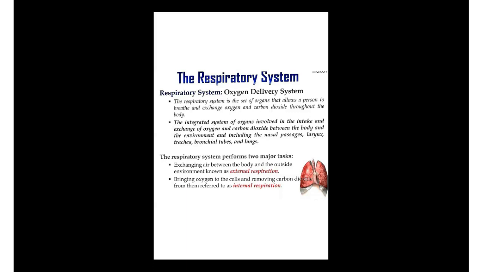Okay. So it is an integral system of organs that involves intake and exchange of oxygen and carbon dioxide between the body and the environment. It includes the nasal passage, larynx, trachea, bronchial tubules, and your lungs. Okay. So these are the major organs involved in the whole process of the respiratory system. The respiratory system performs two major tasks. One is external respiration, another is internal respiration.